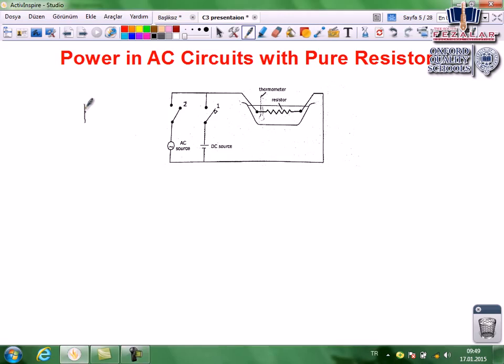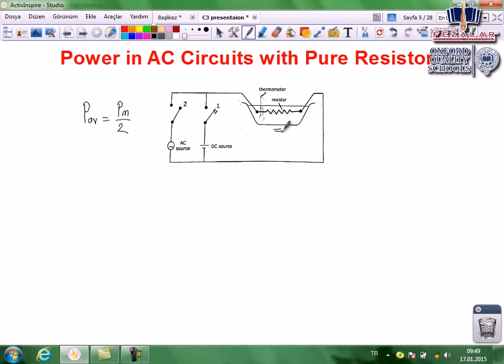Previously I said the average value of power is maximum value of power over 2, half of the maximum value. In this part we will prove it. I will use this experiment. Actually this experiment is not included in the ministry examination, but it helps us to understand better. As you see, there is a container filled with water and a resistor is immersed in the water. There is a thermometer which is used to measure the temperature of the water.